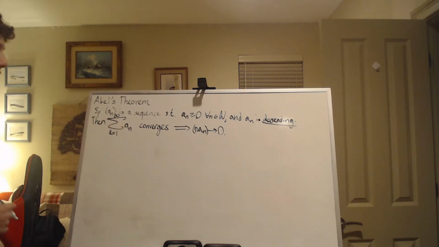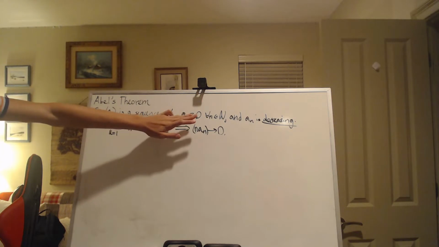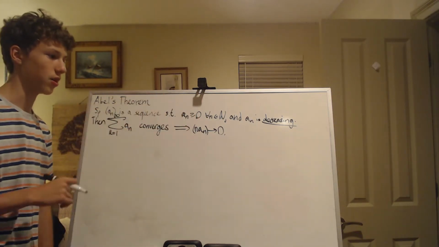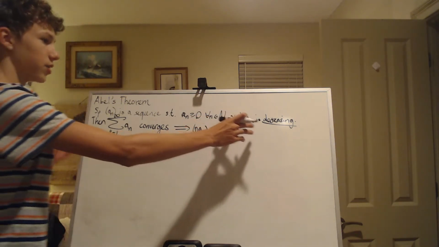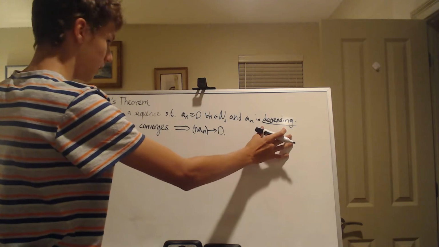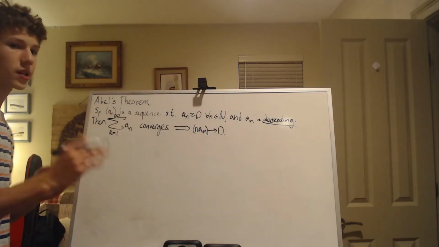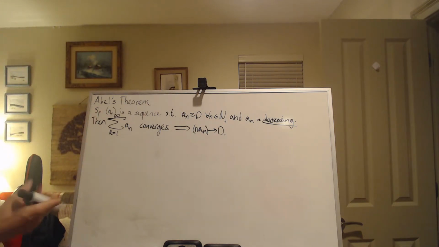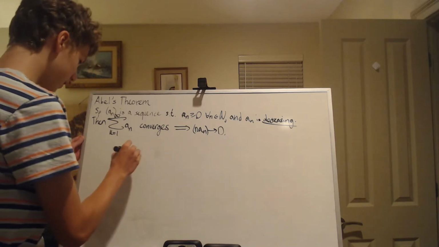So let's say we're given a sequence that satisfies the following two properties. It's positive. That is, in this case, all of its terms are greater than or equal to 0. And also it's decreasing, meaning given some term in the sequence, the next term is smaller than the previous term. Okay, that's the notion of decreasing.